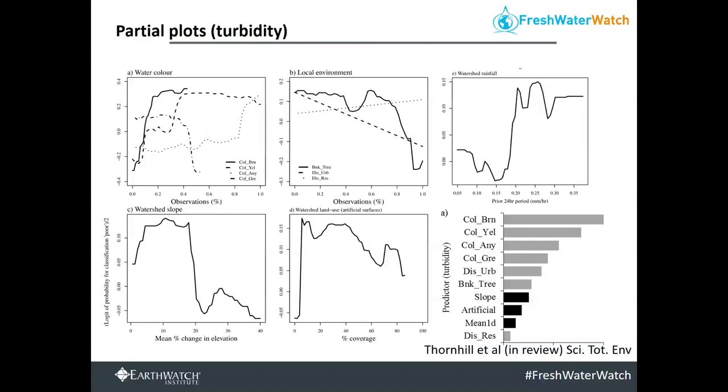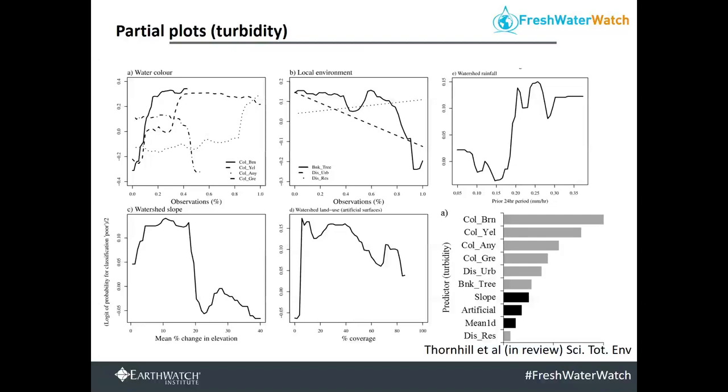Okay, this is what you can get out of a random forest model. You get a ranking of importance for your predictors, and then you can plot the marginal effects of the various predictors within your model. So starting here, and this is turbidity, we can look at which variables that went into there were most important for improving the accuracy of the model, or decrease in the accuracy of the model if they're removed. So the colour metrics, just simply visual identification of colour, particularly brown and yellow, is very good for turbidity, which I suppose makes sense. Then we've also got bankside trees as being important, and then these black ones are watershed characteristics, so the amount of artificial surfaces and slope in the catchment.